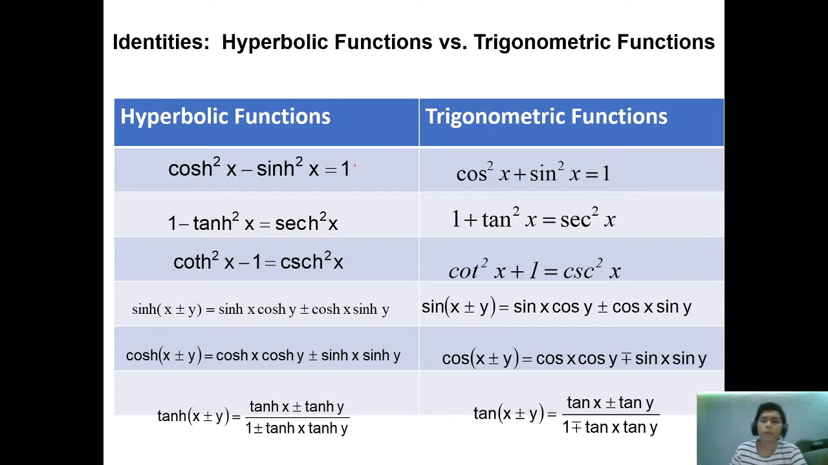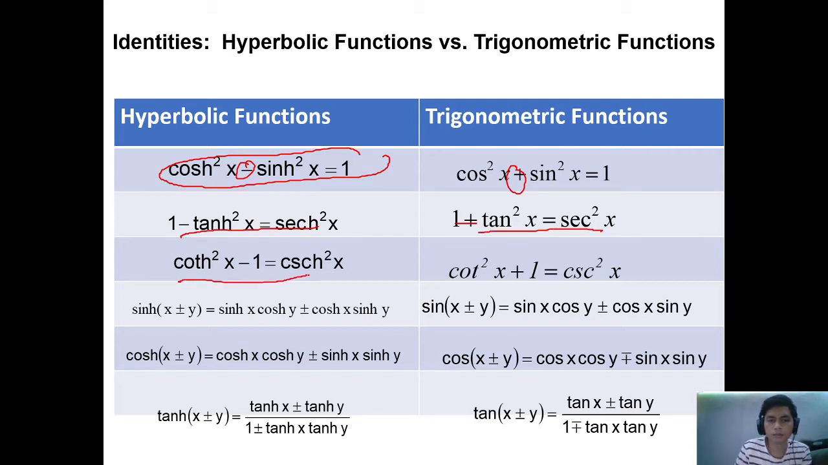So for hyperbolic functions versus trigonometric functions, there is somewhat of a difference between the two. So here you can see that it's minus, but here it's plus, right? So that's the huge difference. Also here, and also here. All right. So you need to remember that afterwards.